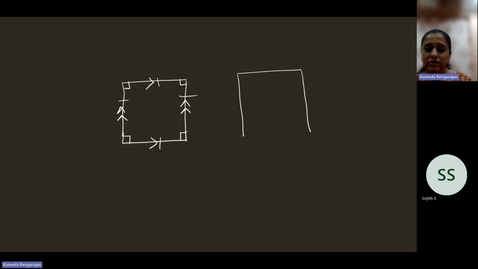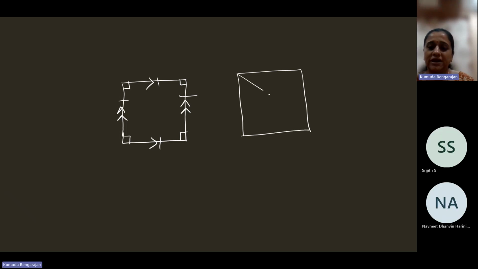Diagonals equal. In a rectangle also, diagonals are equal. In both rectangle and square, diagonals are equal. In a rhombus and a parallelogram, diagonals are not equal in length. But in a rectangle and square, diagonals are equal in length. And so diagonals are equal in length in a square, and diagonals bisect each other.